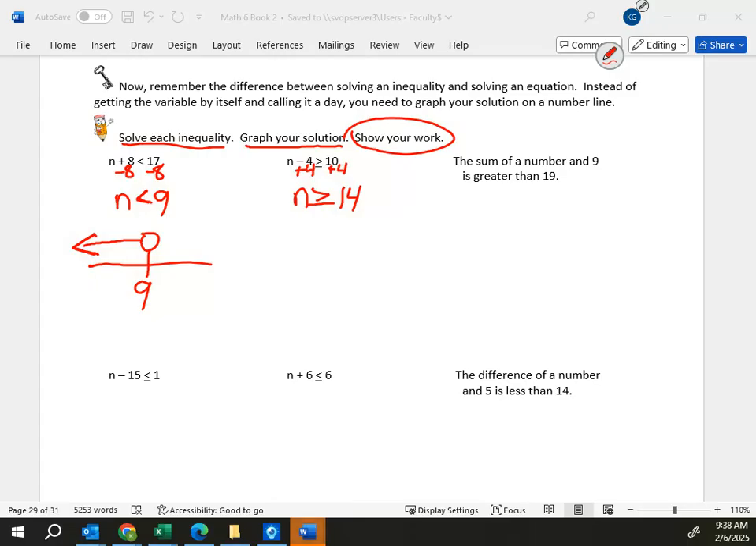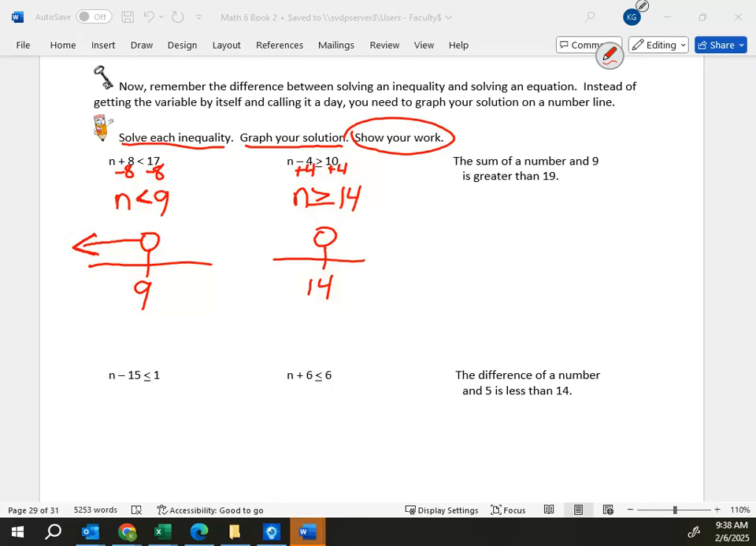Now I'm going to graph it. What's my first step to graphing? Hudson? Number line. I've got a 14, so I'm going to put 14 on my number line. Second step, Liam. Open or closed circle. I draw my circle. Which one should it be, open or closed, Kylie?